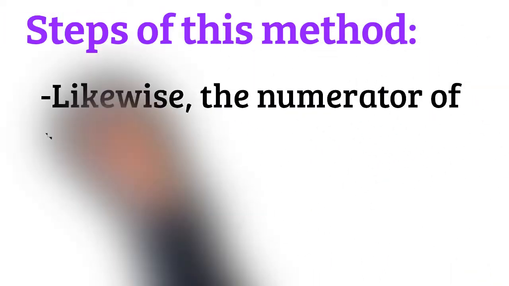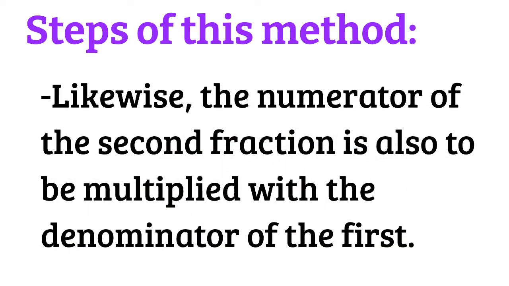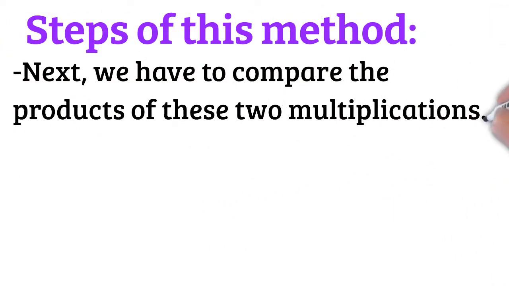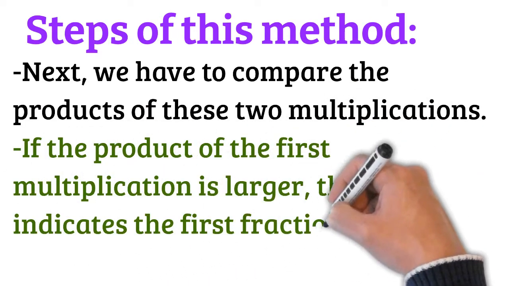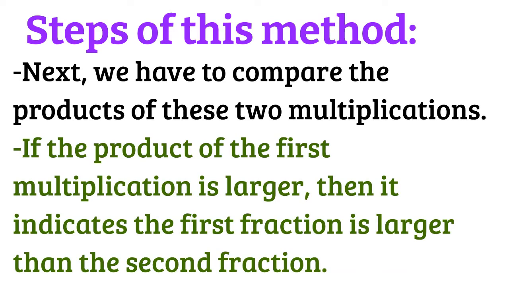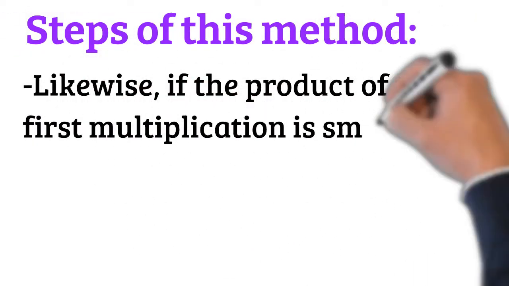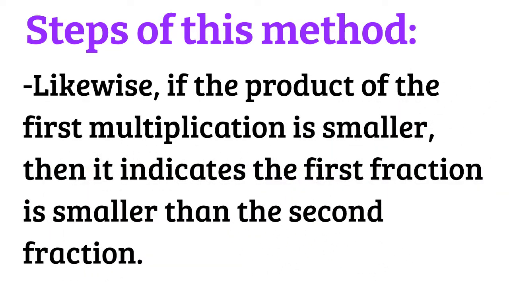Likewise, the numerator of the second fraction is also to be multiplied with the denominator of the first. Next, we have to compare the products of these two multiplications. If the product of the first multiplication is larger, then it indicates the first fraction is larger than the second fraction. Likewise, if the product of the first multiplication is smaller, then it indicates the first fraction is smaller than the second fraction.